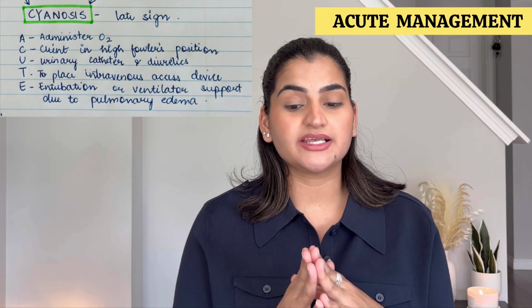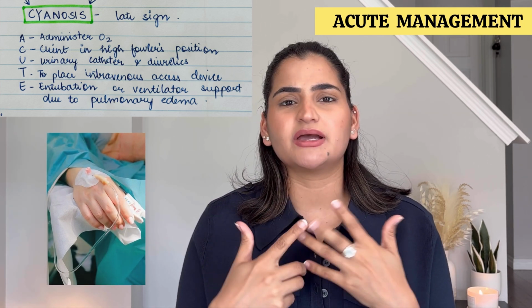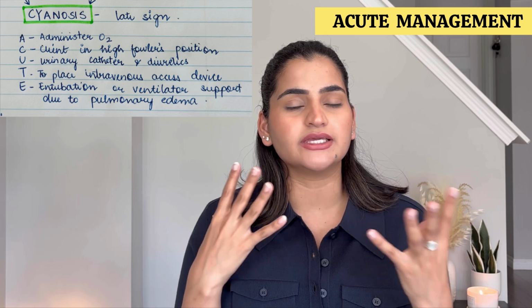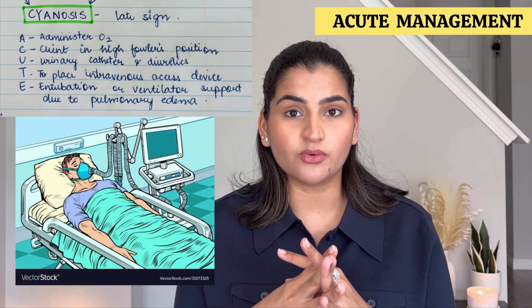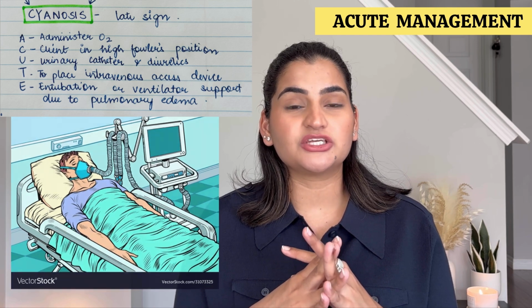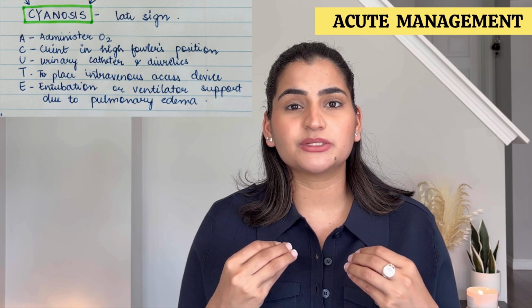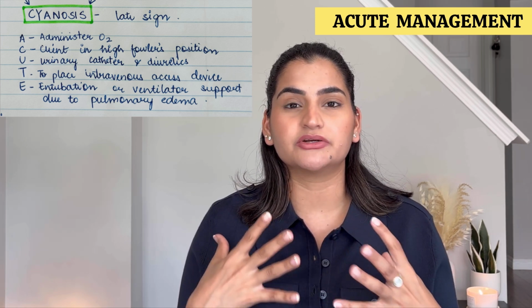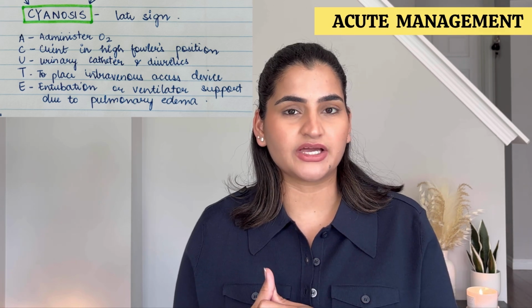For T is to place an intravenous access device so that the patient can get IV antibiotics, IV diuretics, and all the IV medications. And for E is intubation or ventilator support due to pulmonary edema. So the patient will have a lot of pulmonary edema, a lot of fluids, a lot of infection or inflammation in the lungs and pulmonary tissue. So there might be a ventilator support needed. So that should be placed.